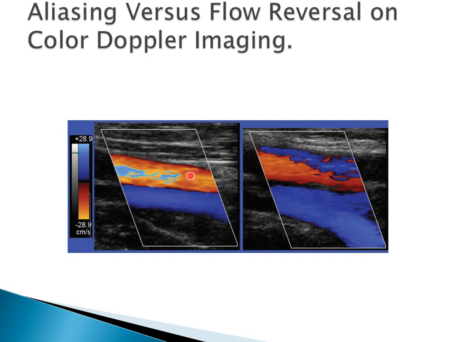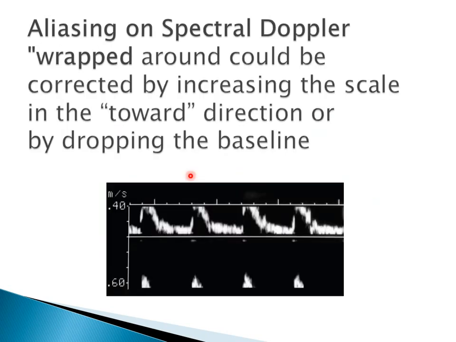To get rid of aliasing: if you decrease the scale, you'll have aliasing. Increase the scale, you get rid of the aliasing artifact. On the spectral, what will happen? Wrap around. The extra velocity will be displayed in the opposite direction, because the Nyquist limit is low, the PRF is low.